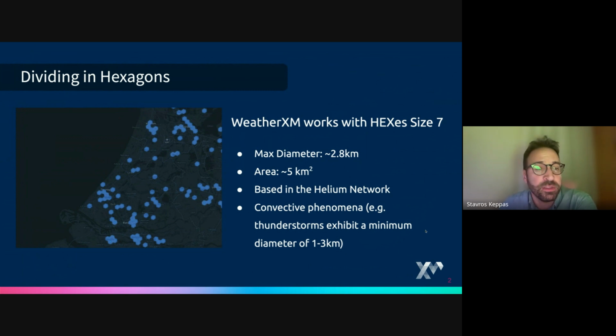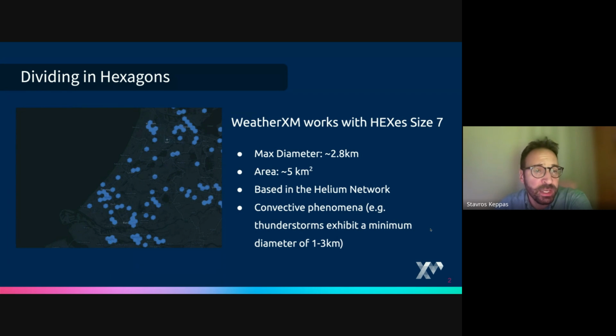According to various studies and the World Meteorological Organization, the smallest scale phenomenon that a typical weather station can detect and measure is a convective phenomenon, like a shower or a thunderstorm. The typical minimum diameter of such a shower may be 1 to 3 kilometers. So at least in a flat area, we could have a station every 3 kilometers and be able to capture all these phenomena and measure the precipitation effectively.